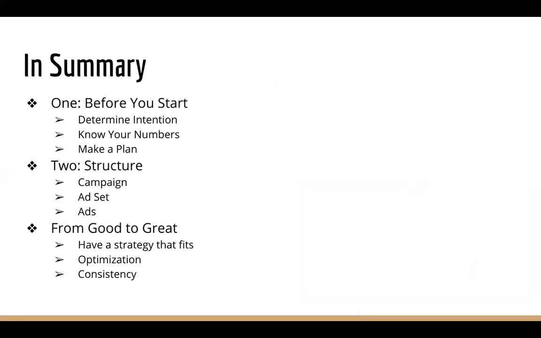So in summary, the first section, before you start, is to make sure that you determine your intention, you know your numbers, and you make a plan. The second piece is to understand the structure. It goes campaign, ad set, to ads. And finally, from good to great. That third section means that you have a strategy that fits, you're prepared for optimization, and you're set up for good consistency.